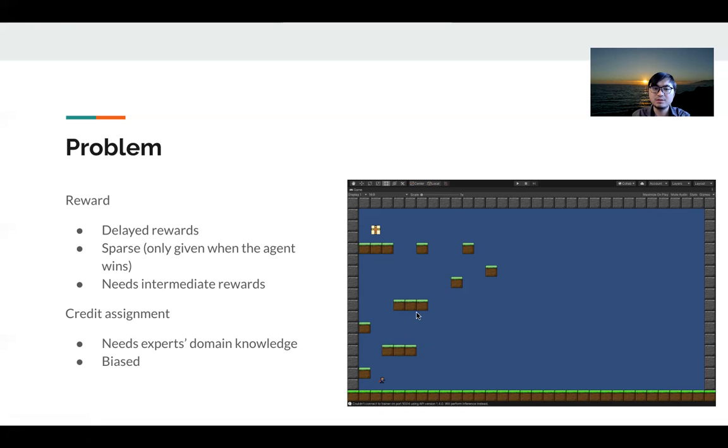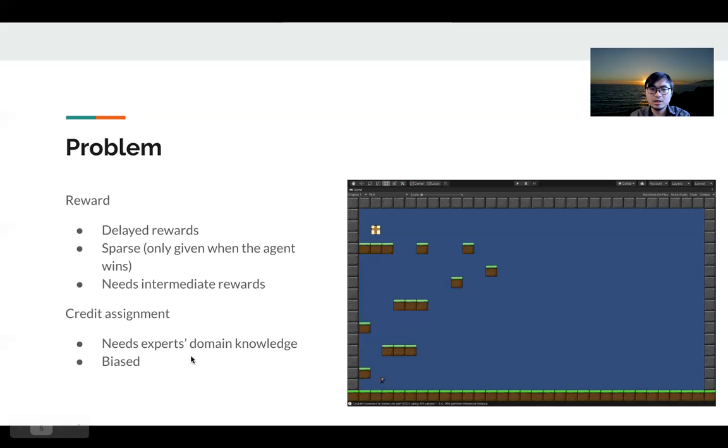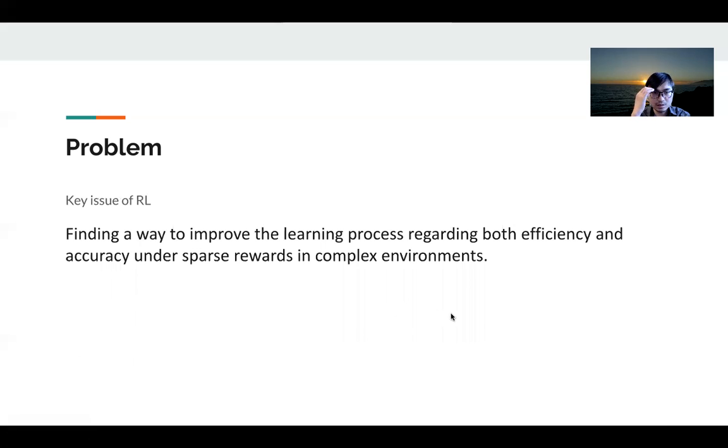Credit assignment needs expert domain knowledge, so it could be biased. And with biased knowledge, the agent will only learn to perform the actions that the developer wanted it to perform, rather than developing its own strategies. So the key issue of reinforcement learning is to find a way to improve the learning process, regarding both efficiency and accuracy, on sparse reward in complex environments.